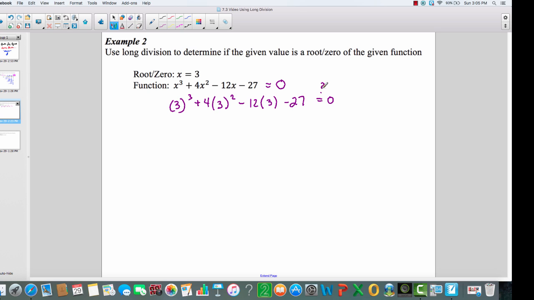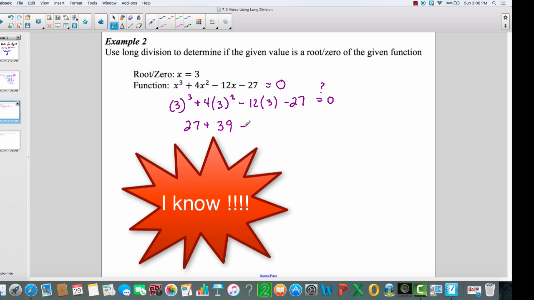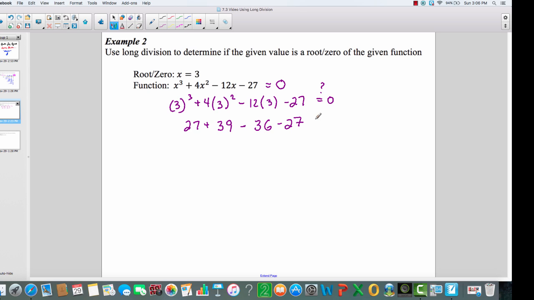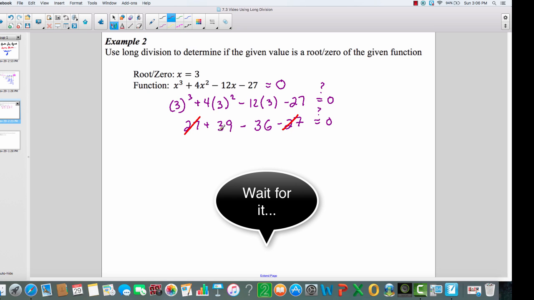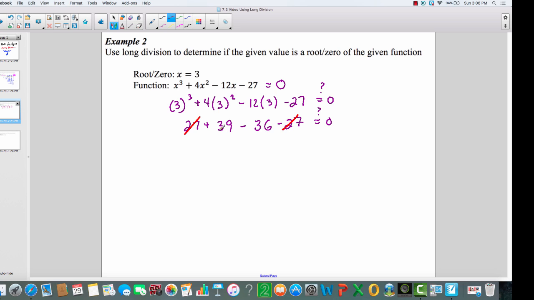Remember, this is what it means to be a 0. If you plug in this value for x, will this become 0? So, off the top of my head, 3 cubed is 27, plus 4 times 9, which is 36, minus 36, minus 27. Does that equal 0? Well, this is nice because look, the 27s cancel. Oops, yeah, 9 times 4 is 36. Okay, that's better. And those cancel. So yeah, this is definitely a 0.